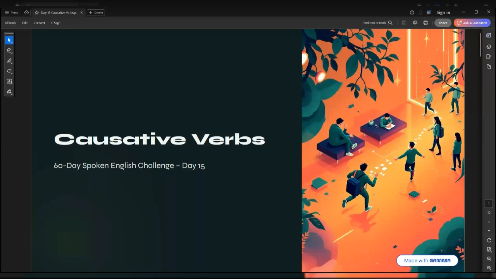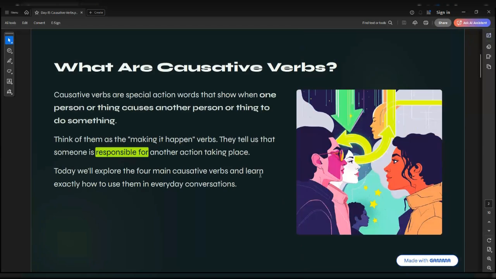So first of all, we have the causative verb. Causative verb is a 60-day spoken English challenge, day 15. What is a causative verb? Causative verbs are special action words that show when one person or thing causes another person or thing to do something. When something causes someone else to do something, to force it to do something or allow it to do something, it is called a causative verb. Think of them as making-it-happen verbs. They tell us that someone is responsible for another action taking place.